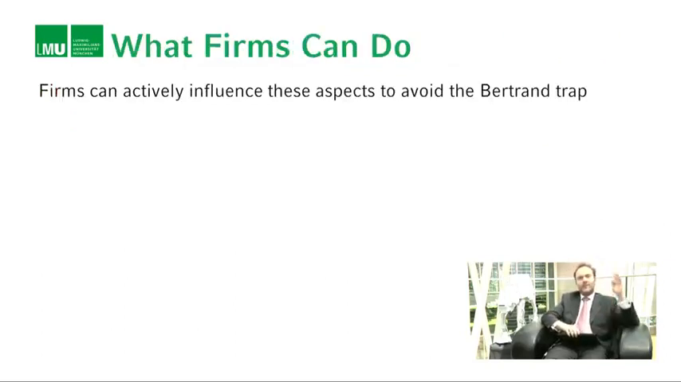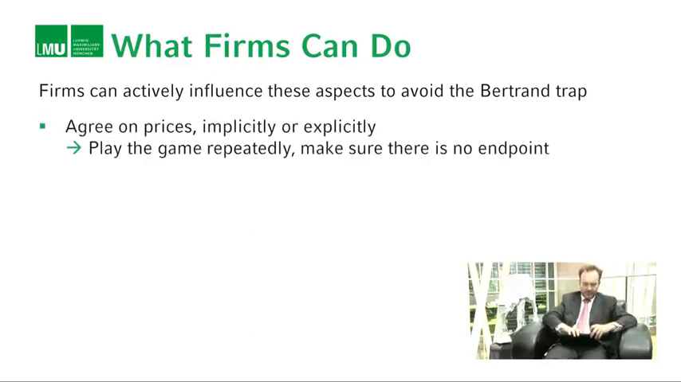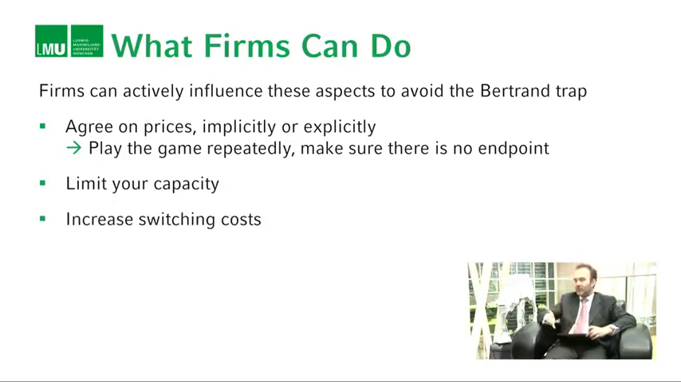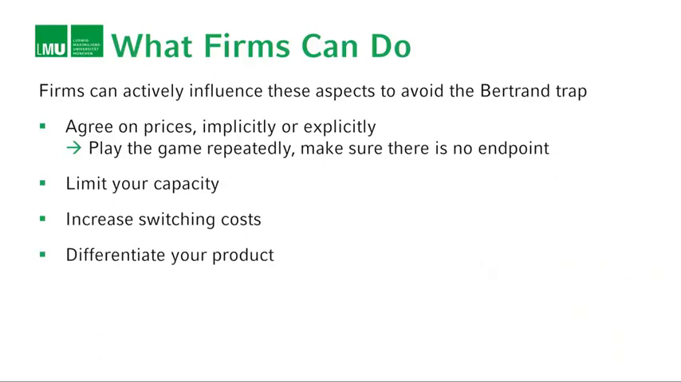And so what's interesting is that these are all characteristics of the market, but firms can actually try to actively influence these aspects to try and avoid the Bertrand trap. They might be able to agree on prices, implicitly or explicitly. They might play the game repeatedly to make sure that there is no endpoint. You might limit your capacity, so it keeps you from having an incentive to undercut. You might increase switching costs, so that's going to make it more difficult for rivals to steal your customers. And it might simply be a possible strategy to differentiate your product.